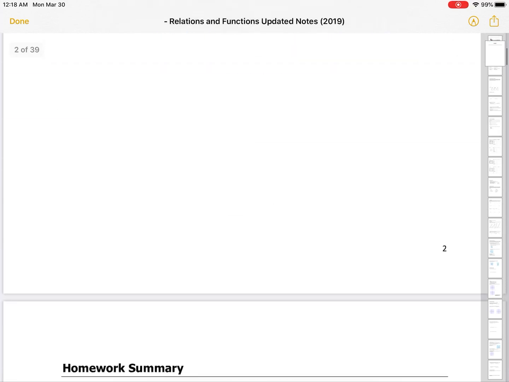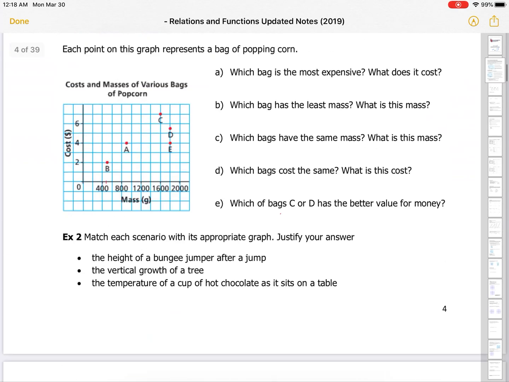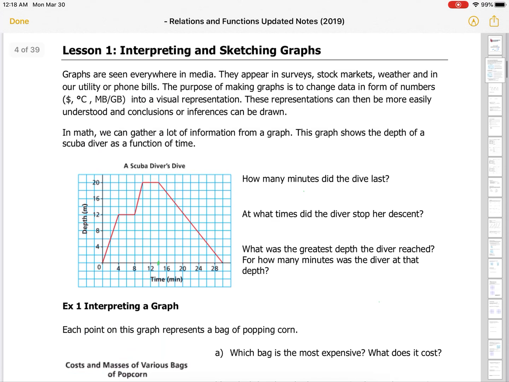Okay, now if I go fast, that's okay. You can always stop me, slow down, rewind, and watch it again. And there might be times that I actually stop you.